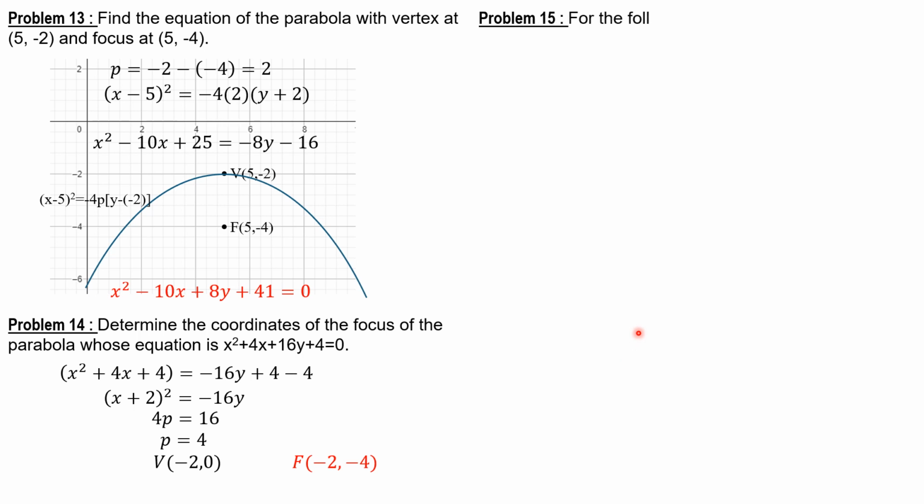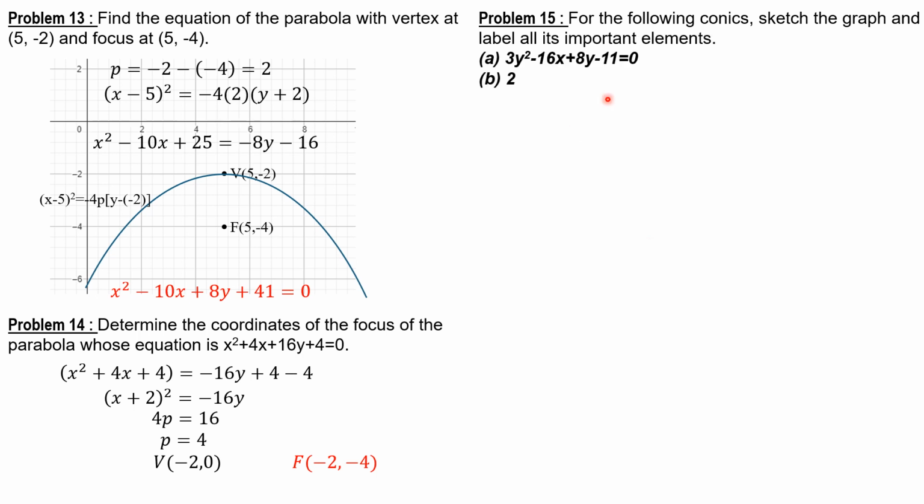Problem 15. For the following conic, sketch the graph and label all its important elements. These conics are parabolas. This parabola here is open to the right, and this parabola here is open upward. So let's complete the square in y for the first conic.